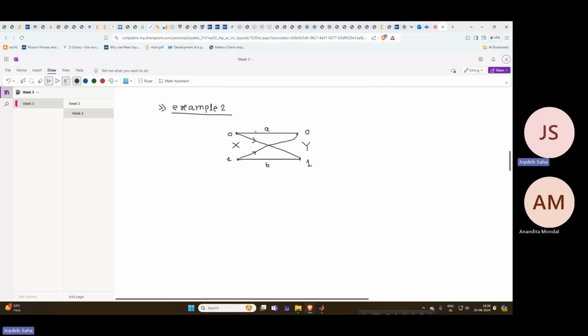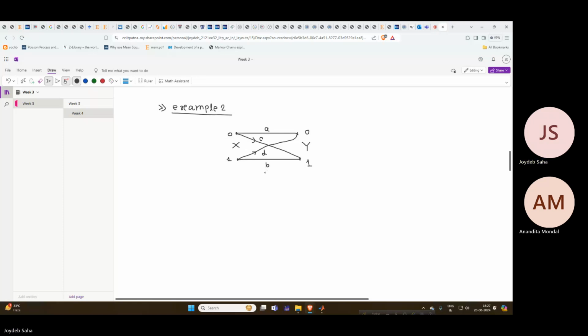So let us define it A, B, this is C, this is D. So there are 4 events. Event A means if input is 0, output is also 0. Event B means if input is 1, output is also 1. Event C indicates that if input is 0, output is 1. And event D indicates that if input is 1, output is 0. So the 4 events are characterized here.